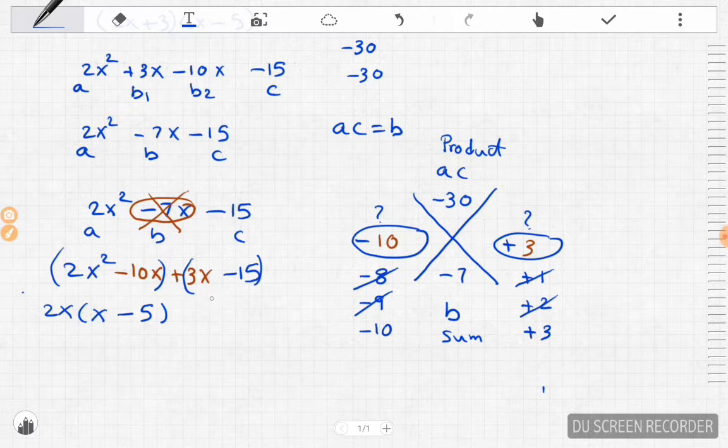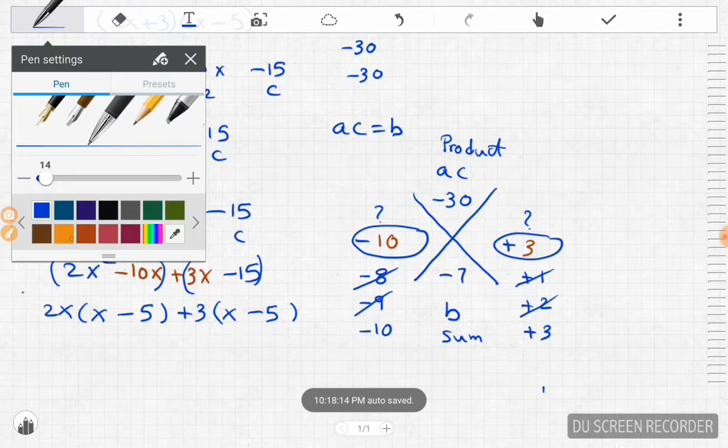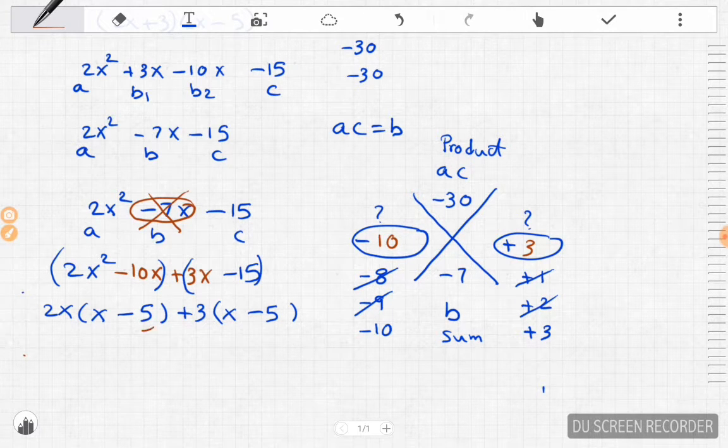Do the same thing here. Greatest common factor for 3x minus 15. I'm going to use positive 3. And just do the division again. 3x divided by 3, that will give you x. And negative 15 divided by 3, that gives you negative 5. Look at this, guys. I have x minus 5 repeated twice.